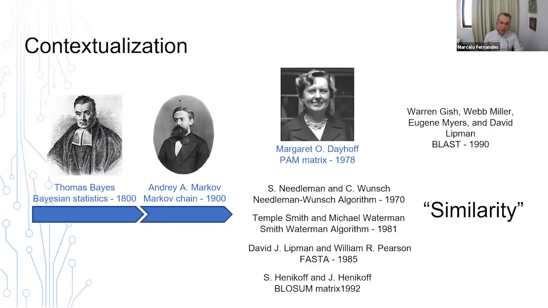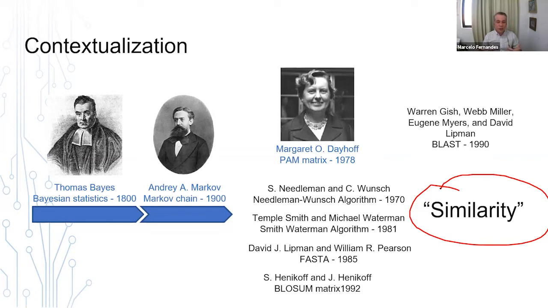Now I'm going to talk about bioinformatics. It's important because in bioinformatics, the main word is similarity. In bioinformatics, you're looking for similarity between sequences. For example, how do you know that some sequence is from the SARS-CoV-2 virus? Because you're looking for the similarity between the reference sequence and the new sequence.